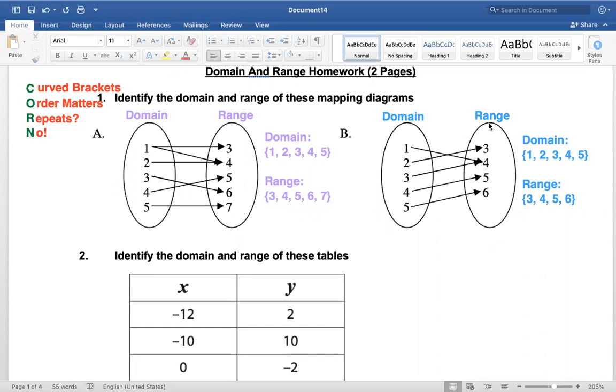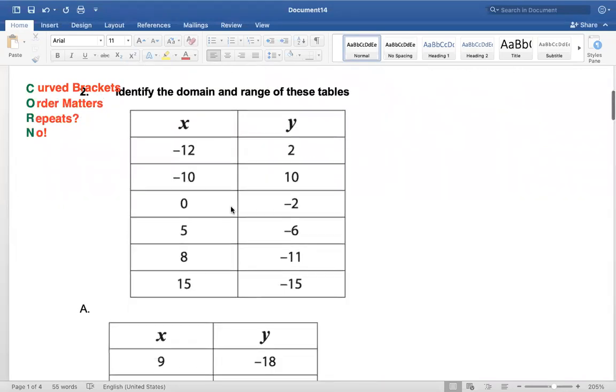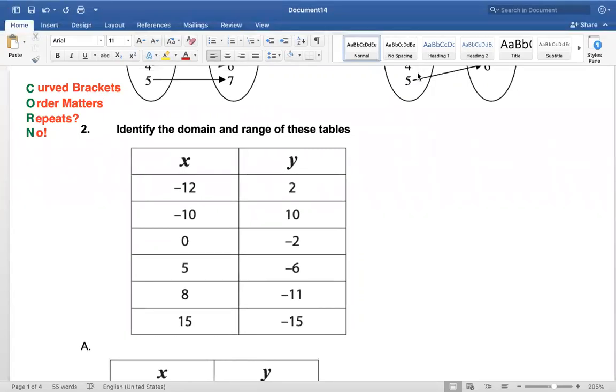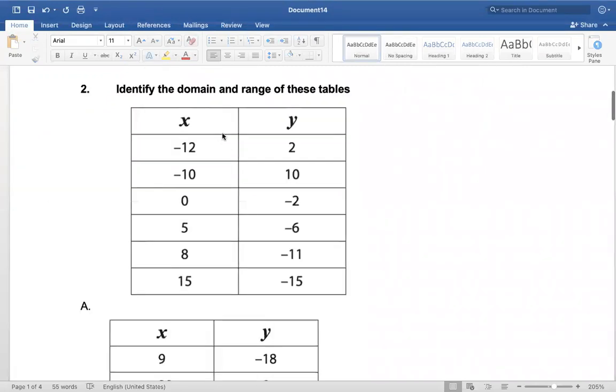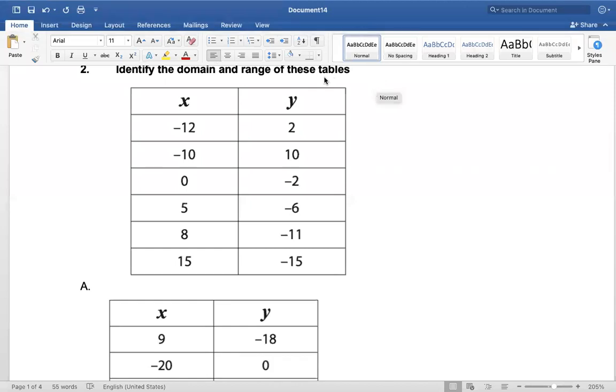Let's go ahead and move into our tables now. Our first table is here. Just like with mapping diagrams, we want to have the domain on the left. That's our X value. Range is on the right. That is our Y value. So this is domain. This is range. Let's see. So looking at those numbers for my domain, they are already going from smallest to biggest. So I don't have to do much there.